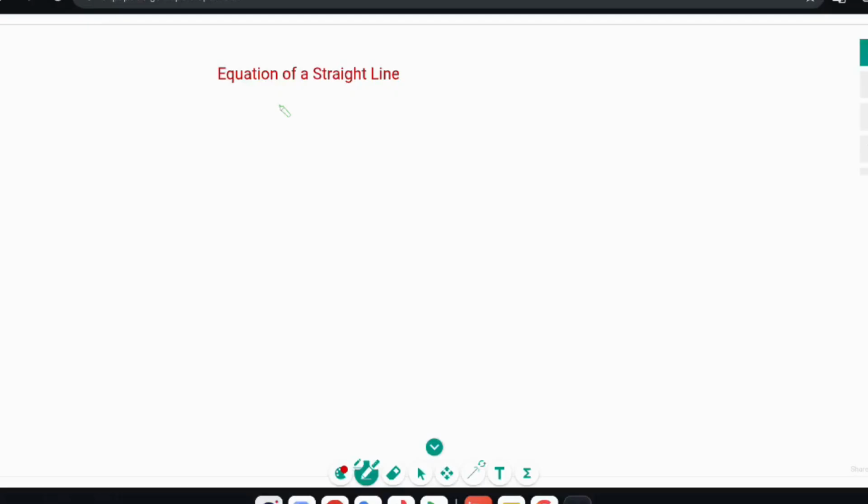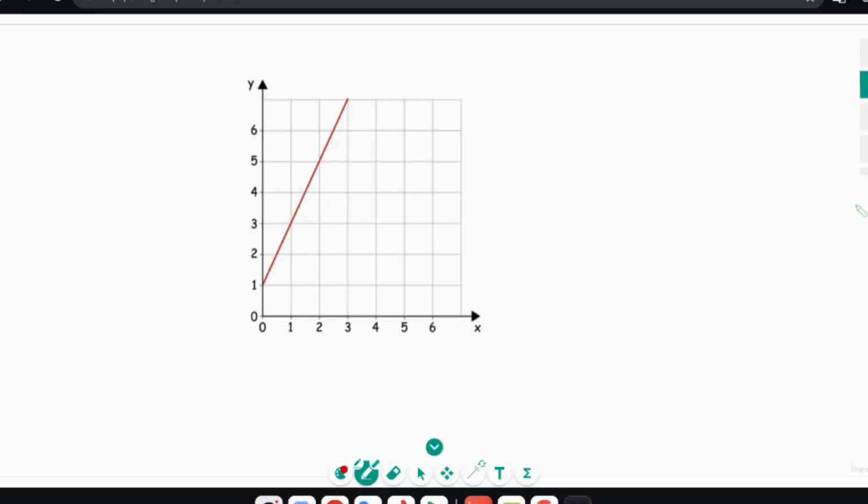In this recording, we will look at how to find the equation of a straight line. So, for example, you'll be given a straight line, something similar to this, and you'll be asked to find the equation of the line. These are linear equations, linear graphs, because they are straight lines.